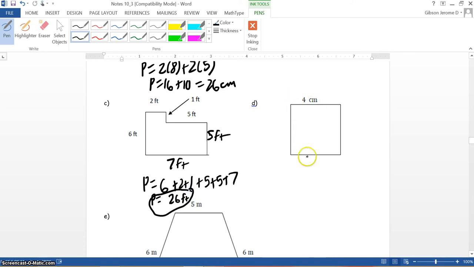Now we come here. If you notice, this is in the shape of a square. So we could do perimeter is equal to 4 times S. So perimeter is equal to 4 times 4. So your perimeter is 16 centimeters. Now remember, this S stands for the sides. It doesn't stand for square.